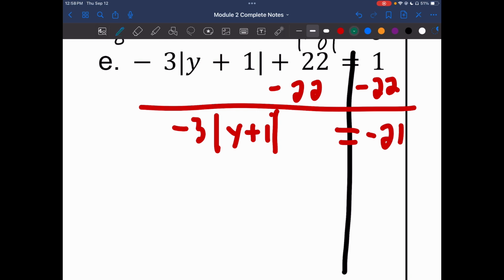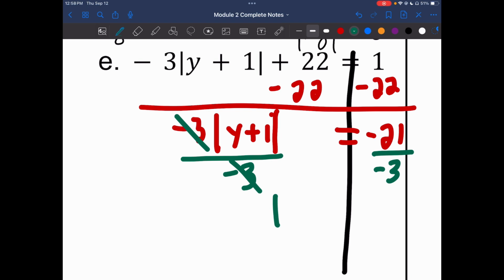Now you might be like, well, Mr. Boland, there's a negative there, so it's got to be no solution, right? No, because we're not isolated on the left yet. We need to divide by -3 on both sides, and now we're going to get the absolute value of y plus 1 is equal to 7.